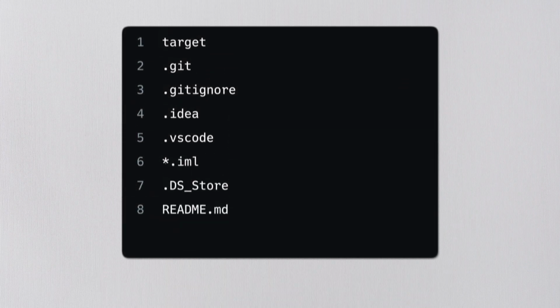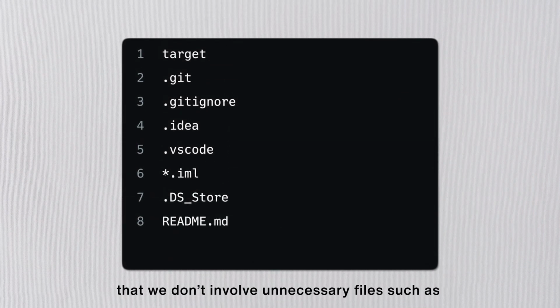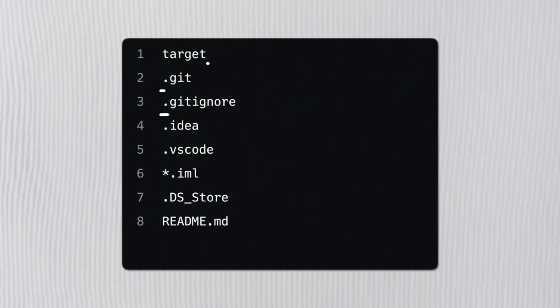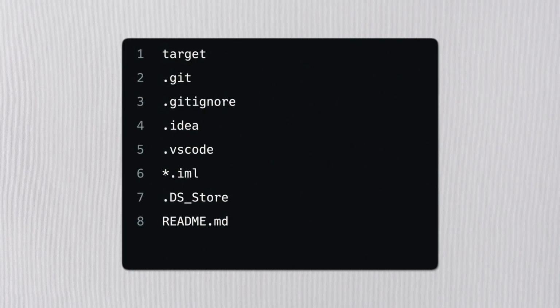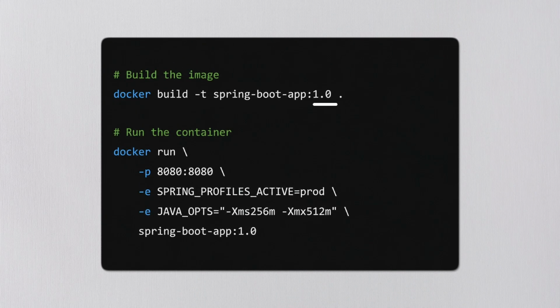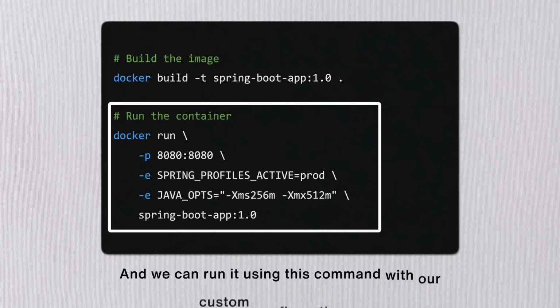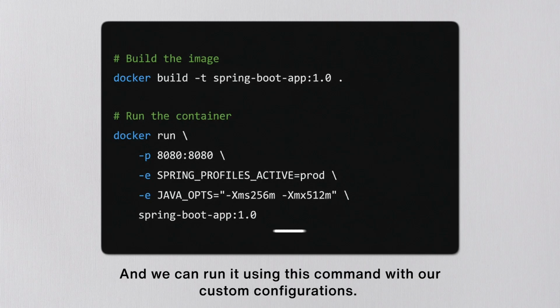We also need to make sure that we don't include unnecessary files such as target and git history, so we need to add a .dockerignore file. This .dockerignore file will make sure we don't include the unnecessary files in our Docker image. Now we can build the image through this command, and we can run it using this command with our custom configurations.